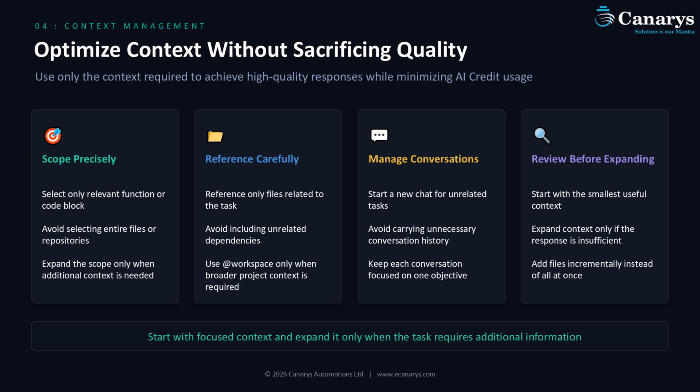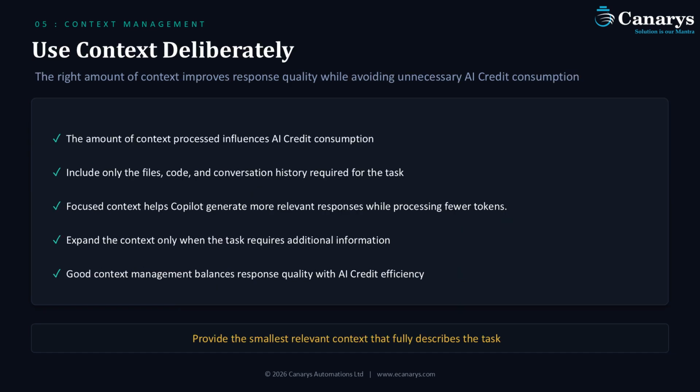Let's finish with the key takeaways you should remember about effective context management. The objective isn't to provide less context, but to provide the right context for the task. Well-managed context improves response quality, reduces unnecessary token usage, and helps you get the most value from usage-based billing. Following these simple practices will make your Copilot interactions both more effective and more AI credit efficient. Always be intentional with the context you provide. Focused context helps Copilot generate better responses efficiently, while unnecessary context only increases AI credit usage.